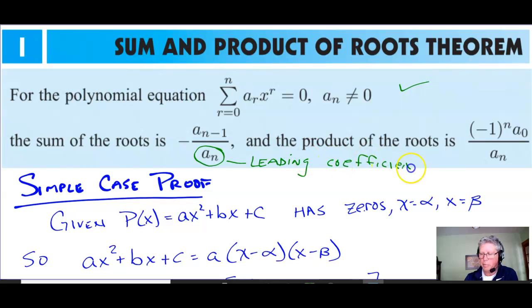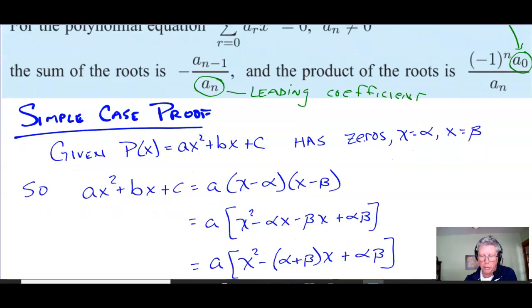Just to give you a little bit of perspective, a sub n minus 1 is really just the next term. And then a sub 0 is the constant. So that's the constant term. This might help you a little bit if we looked at the quadratic. That is a polynomial.